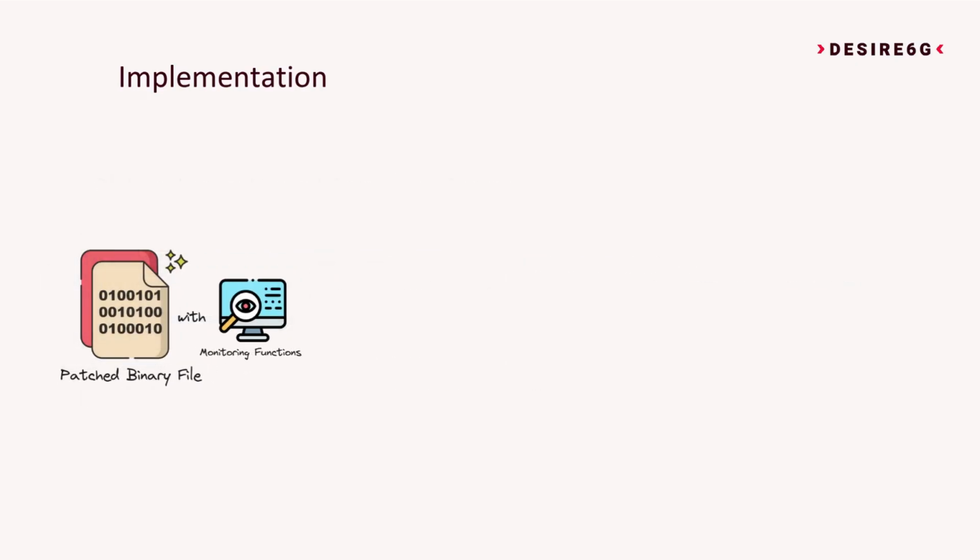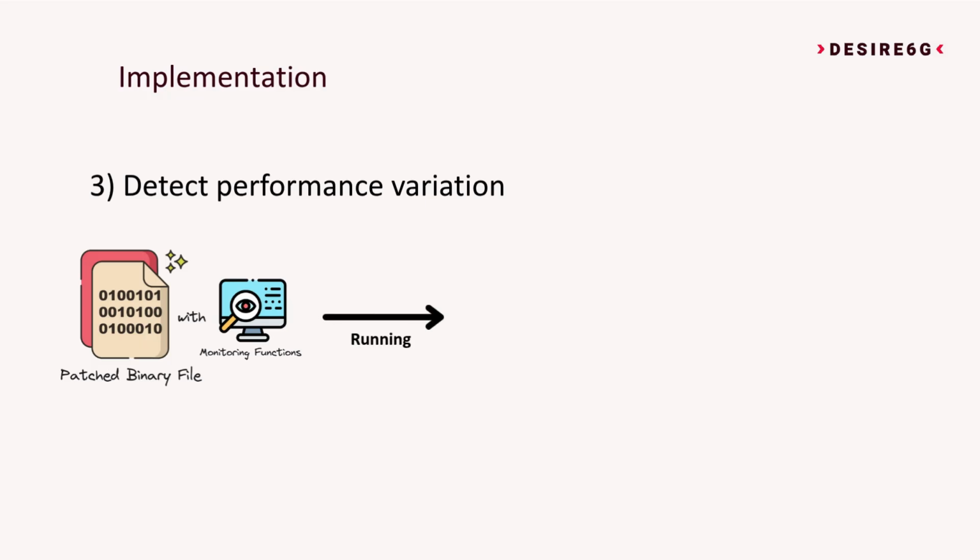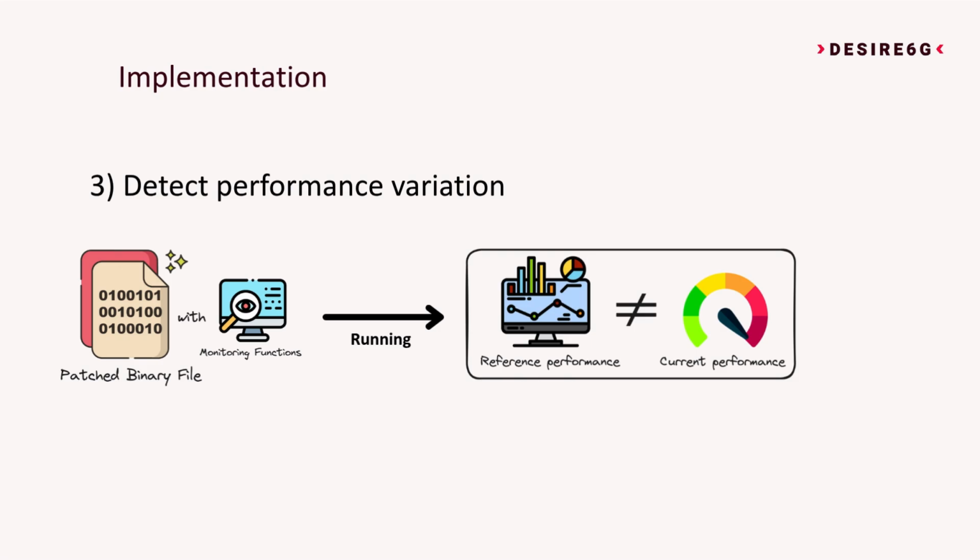After patching the binary, we move to the third step, detecting performance variation. The patched binary now includes embedded monitoring functions. As the binary runs, these functions collect performance data in real time. This live data is continuously compared to the reference performance gathered during the initial analysis phase. If a significant deviation is detected, in other words, if the current performance diverges from the reference, an alert is triggered. The detection behavior is highly configurable, allowing fine control over parameters such as the time window for detection, the variation threshold, and the ability to filter out outliers, ensuring robustness and adaptability across different use cases.